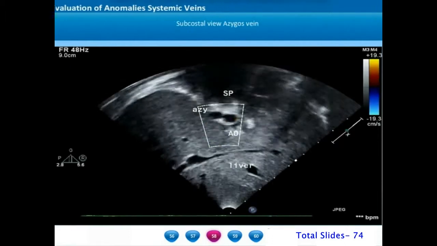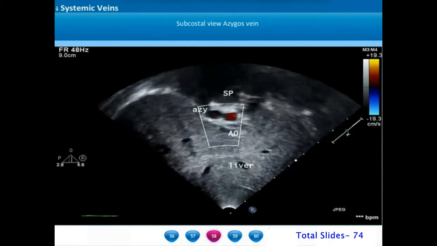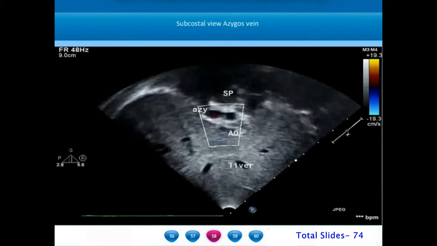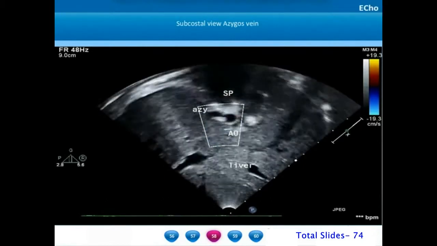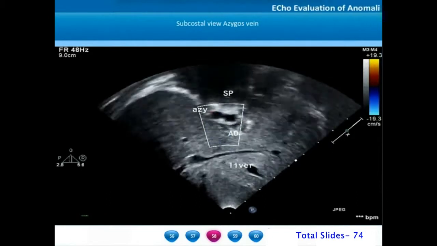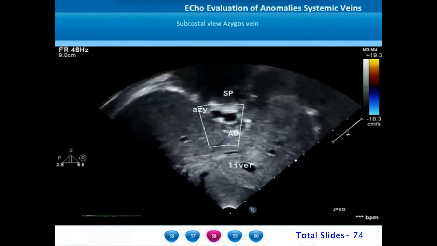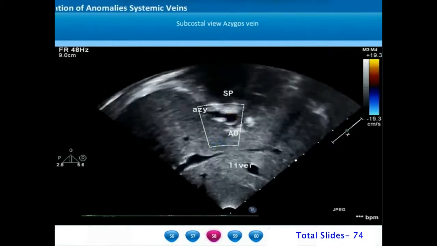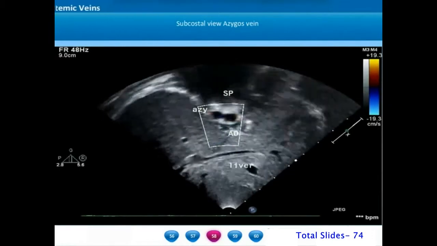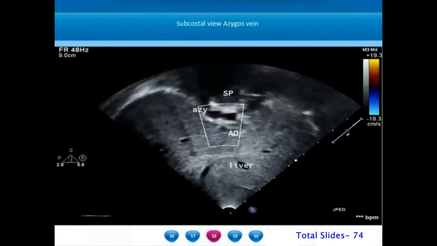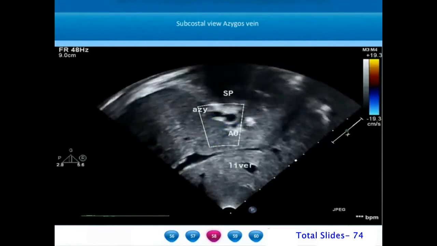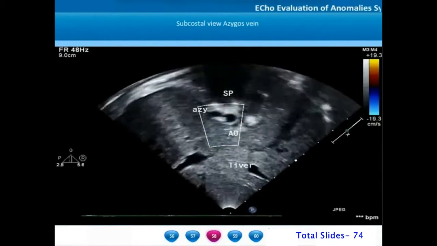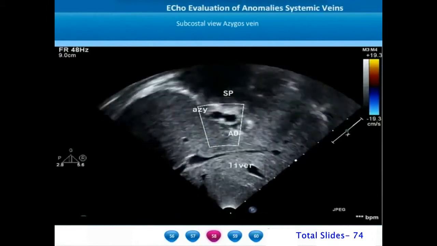On this subxiphoid view, when we keep the probe in the coronal plane, we can appreciate the spine and, anterior to the spine, the abdominal aorta. We can notice a venous channel on the right side of the aorta in the paravertebral gutter, and this venous channel is clearly posterior to the abdominal aorta. This represents the azygous vein. We can also notice that the liver is occupying the midline, and this is a feature of left isomerism.